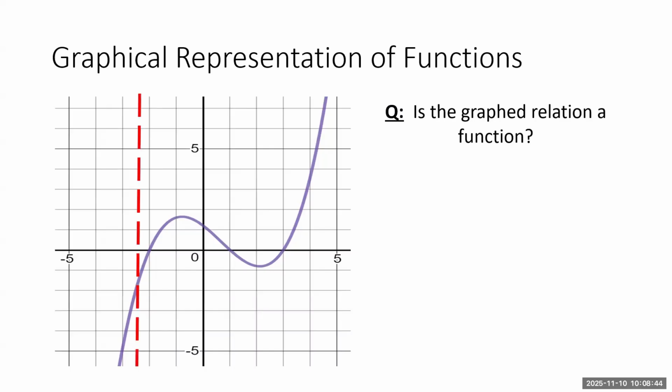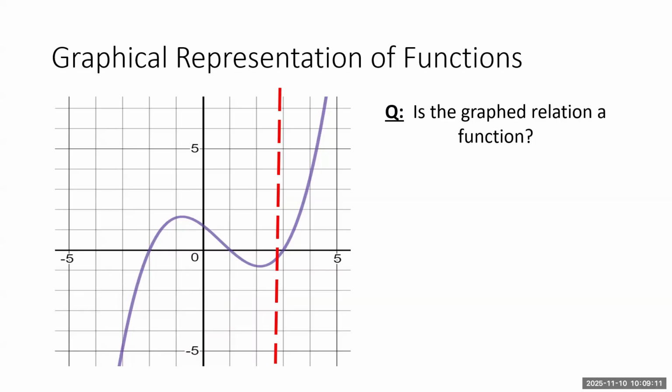I draw a vertical line at x equals -2.5, and I see that I only touch the function once. Then I draw a vertical line at x equals -0.75. I see that I only touch the function once. I draw a vertical line at x equals 1. I only touch the function once. And I draw a vertical line at x equals 2.8, and I only touch the function once.